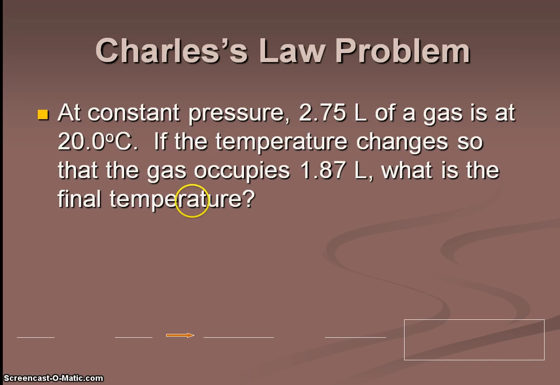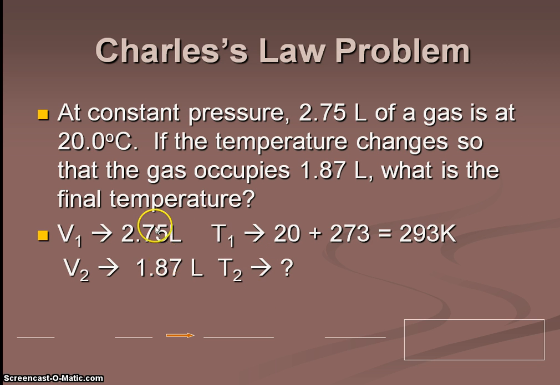So here's our new problem. Let's go ahead and label everything. First of all, it says at constant pressure, which tells us we can use this equation. 2.75 liters tells us volume, so put a V1 on top of that. Says that it's at 20 degrees Celsius. As soon as you see that, go ahead and cross it off, add 273, and next to it I would write 293 Kelvin, and label that as your T1. That's your initial temperature. The temperature is going to change so that we get a new volume. So this is our V2. We want to know what would that new temperature be.